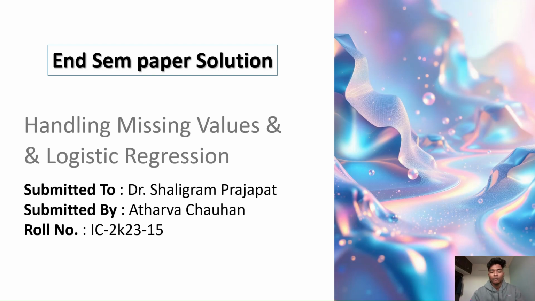So today I'll be discussing two very important topics in data science: how to handle missing values and how logistic regression works. Because both of these are essential for building clean data sets and accurate models. I'll explain everything in a simple and practical manner so it's easy to understand. To be precise, this is question number 6 of our end sem paper, and this is the sixth part of the solution video. So let's dig deep into it, considering both part A and part B. Part A for handling missing values and part B for logistic regression.